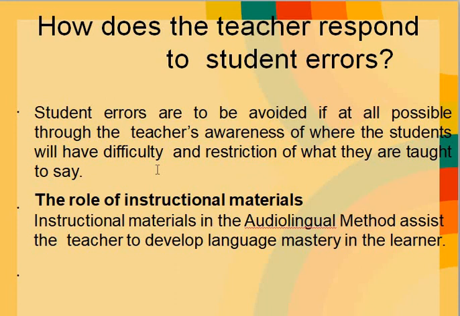So how does the teacher respond to the student errors? Basically, student errors are to be avoided if at all possible through the teacher's awareness of where the students will have difficulty and restriction of what they are taught to say. Right, so here the patterns are usually provided by the teacher and students are the imitators, so there are fewer chances of committing errors. So wherever the students are making errors, teachers are aware and they can understand and make corrections.